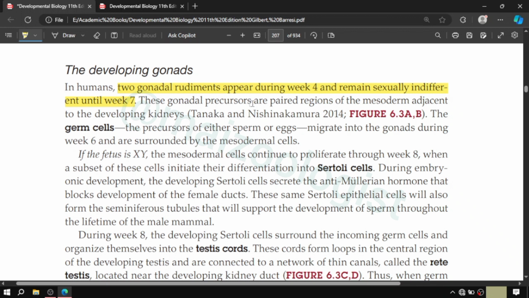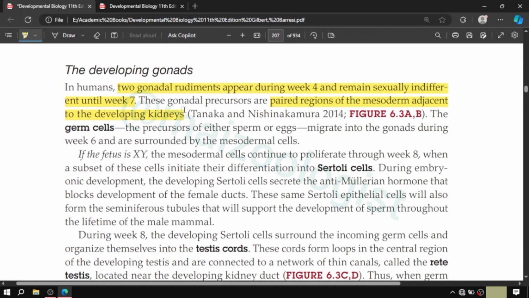Now, these gonadal precursors are paired portions of mesoderm adjacent to the developing kidney. If you remember the stages of kidney development, from another lecture on my channel, we realized that gonads are quite near the developing kidney. So these gonadal precursors that appear during week 4 of pregnancy and remain sexually indifferent until week 7 are paired regions of mesoderm adjacent to the developing kidney.